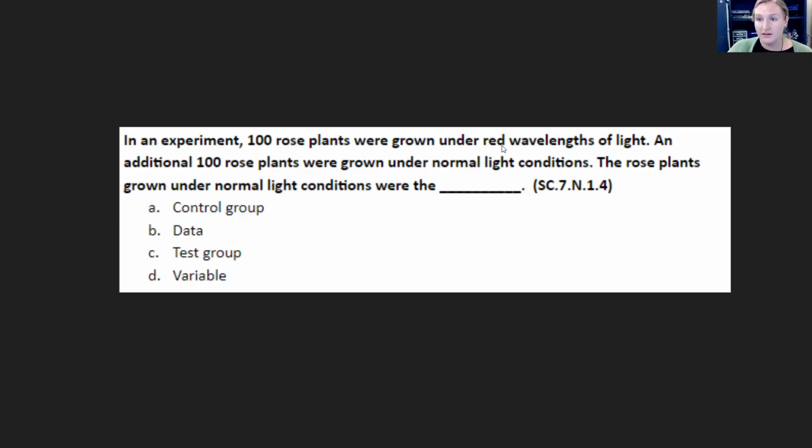The reason why is that if we only grew these plants under red wavelengths of light, we wouldn't have anything to compare that data to. Now that we have some grown under red and some grown under normal, we can compare them to each other and we can see if the red wavelength has an effect on plant height.